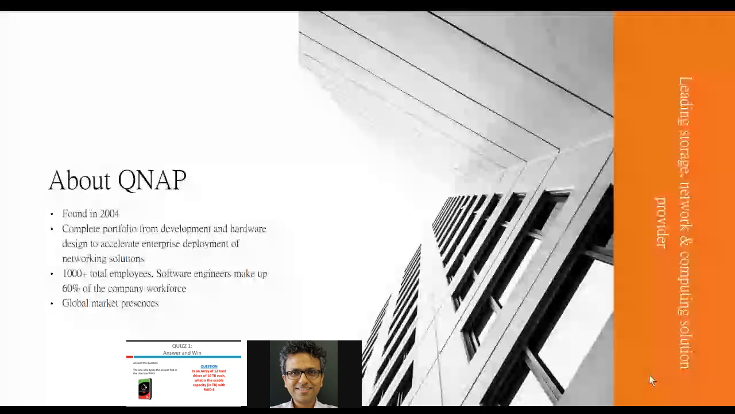And third, so far we have 1,000 employees. Actually, 60% of them are product managers, software team, and hardware team. So basically, everything is designed in-house at QNAP. You are getting everything from QNAP, so there will be guarantees. Finally, we have a global presence.